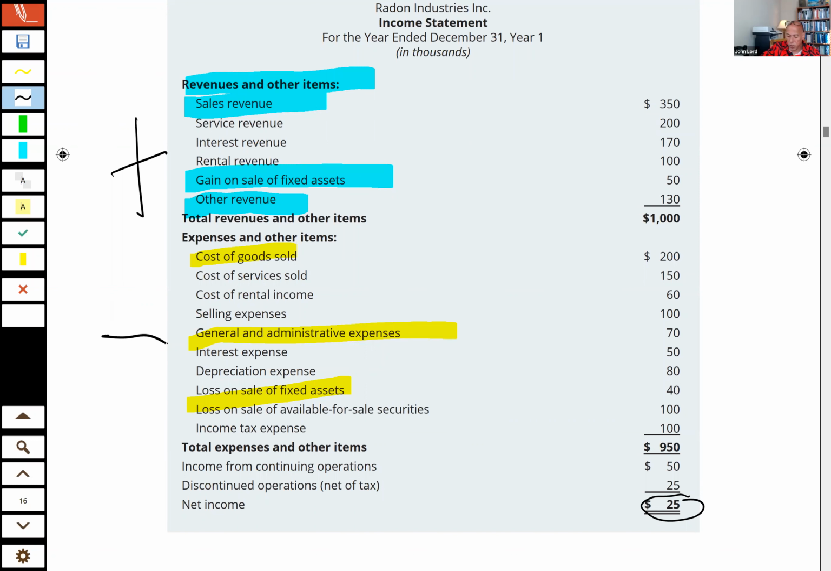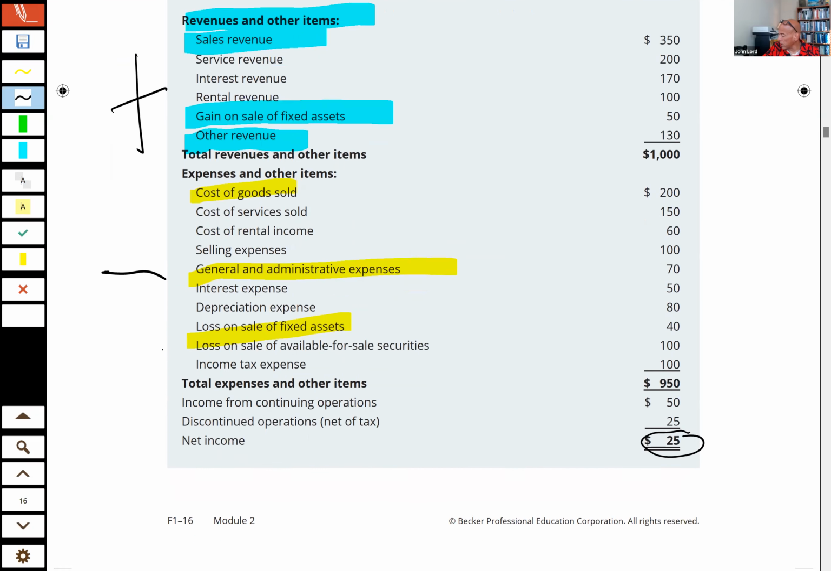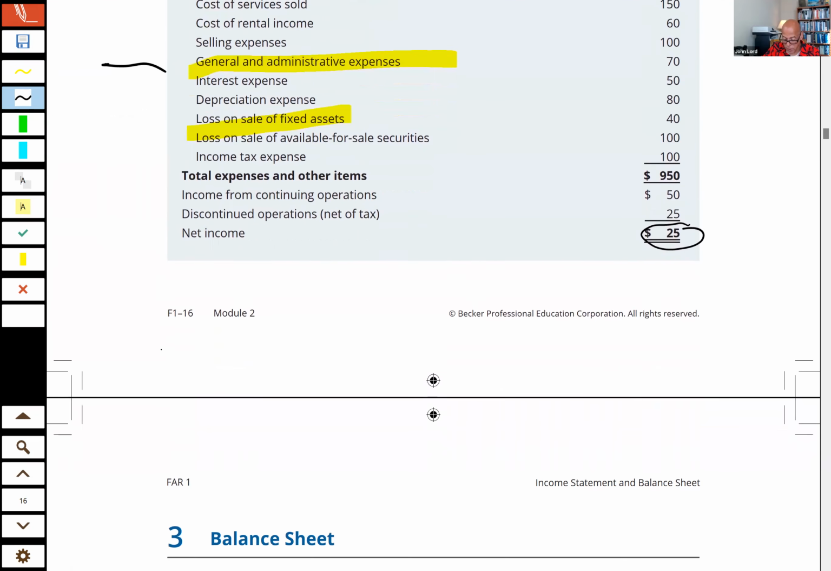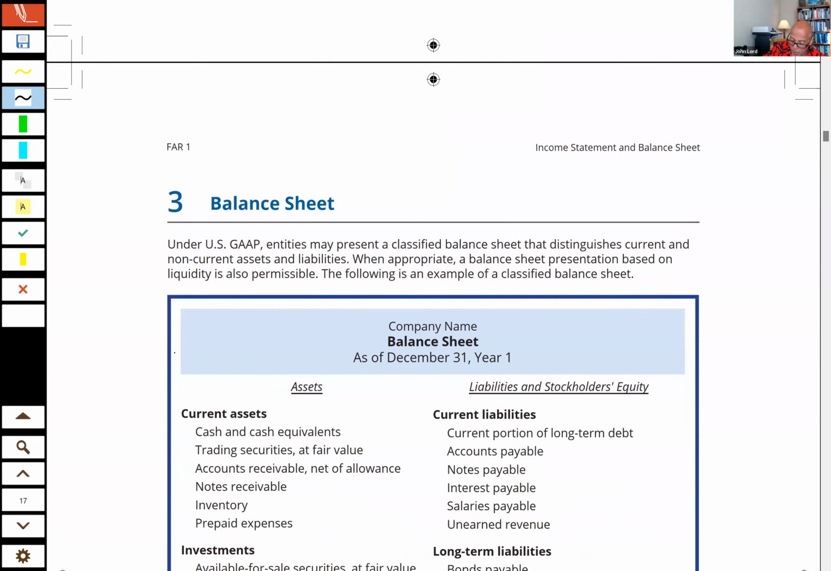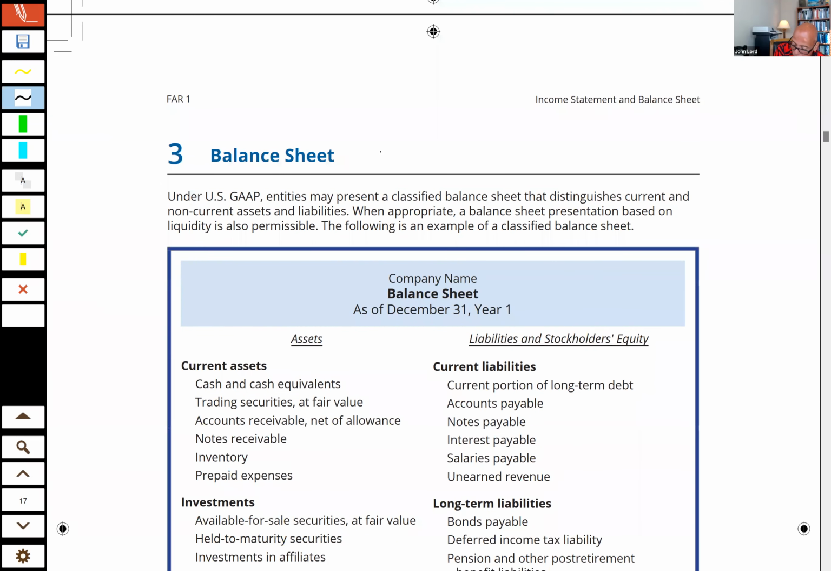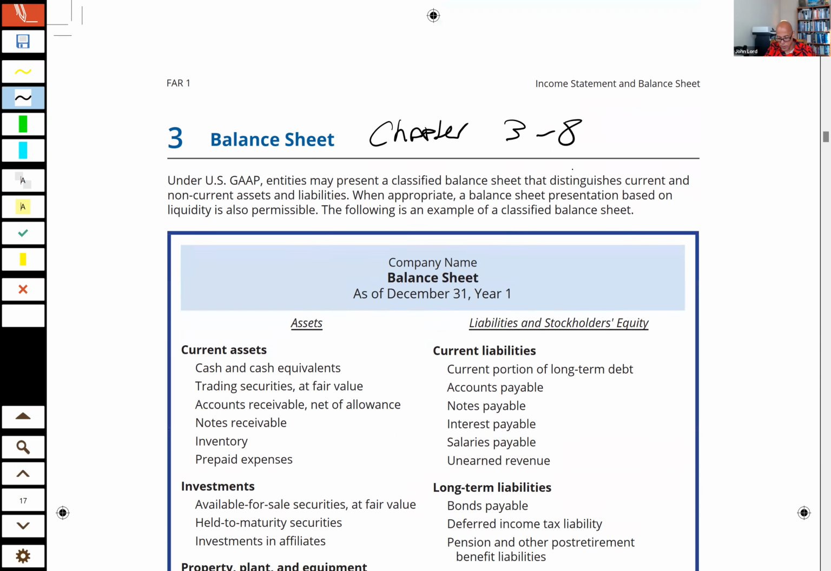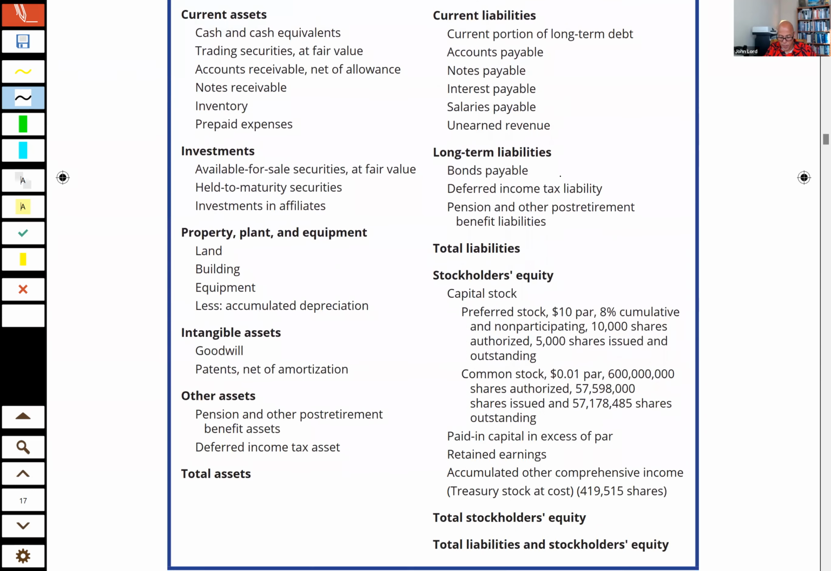Now, as I've mentioned, the balance sheet will be looked at in later chapters. Really, we're looking at the balance sheet in chapters 3 through 8. So I don't know why they got silly here and had to call out the balance sheet other than to remind you that there is one, because they figured we talked too much about the income statement, I guess.